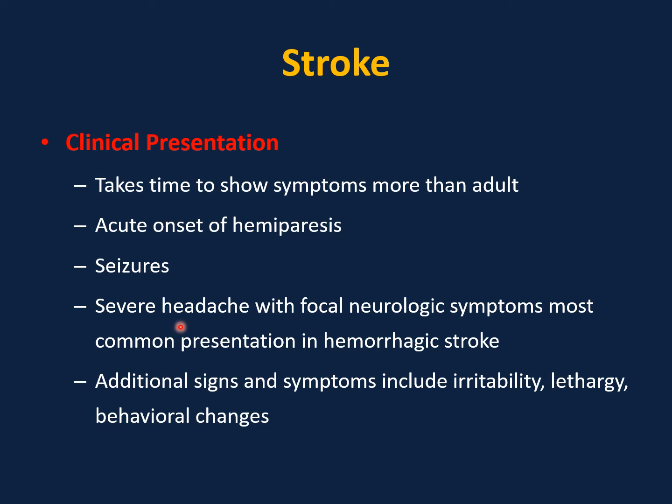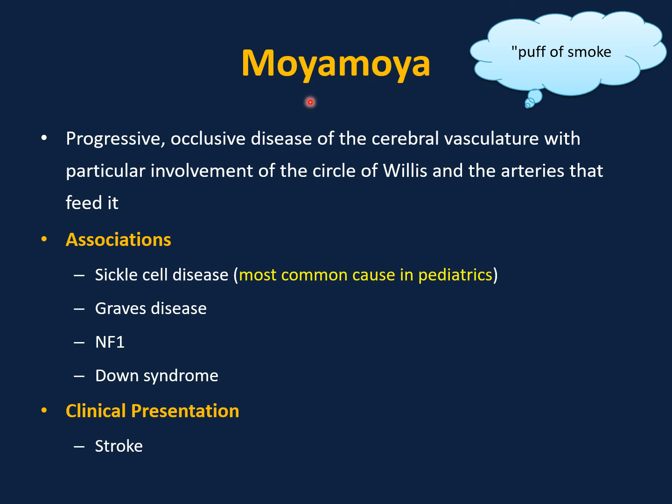Stiff neck, nausea, vomiting can be a sign of subarachnoid hemorrhage. Additional signs and symptoms are really non-specific, like irritability, lethargy, behavioral changes. So it's non-specific, and you should always keep stroke in your differential when a child presents with any of these symptoms. Moyamoya in the Japanese language means a puff of smoke.